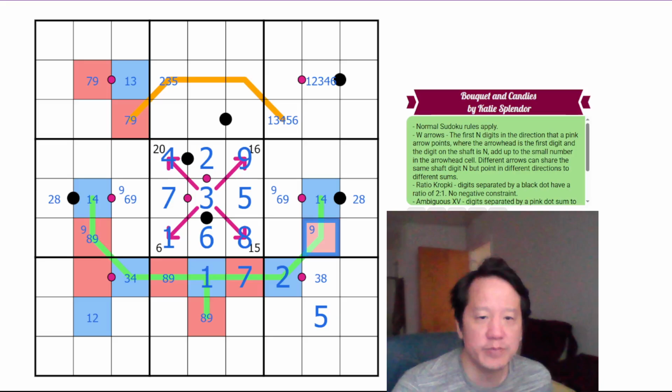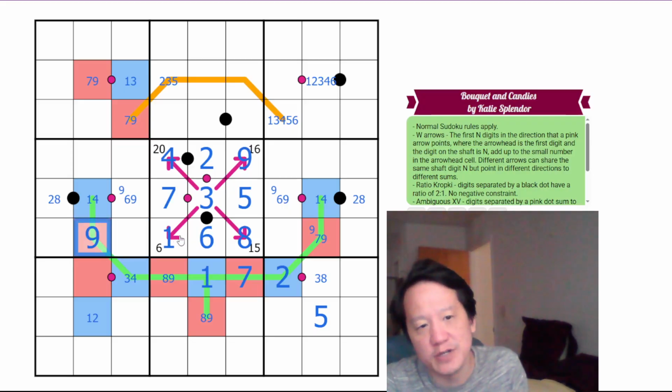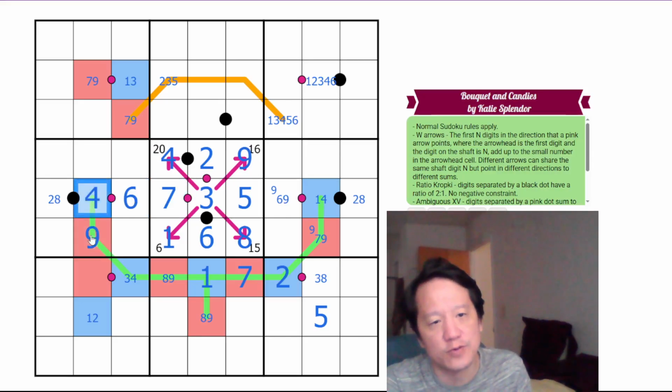Okay, 2 can only be next to 7 or 9. This 8 eliminates 8 here, so this must be 9 here, which makes this 6 and this 4 to add up to 10. So therefore, this is 4 and 9. This can't be 4. It's 1, which makes that 9.